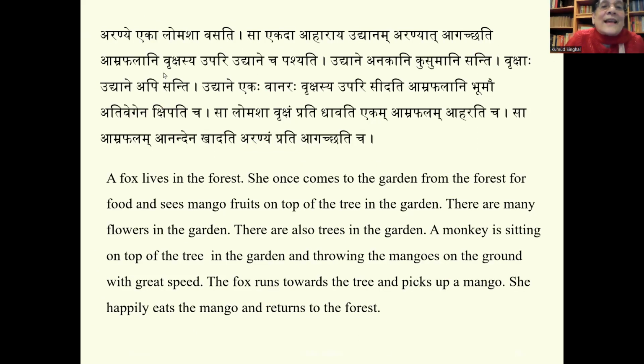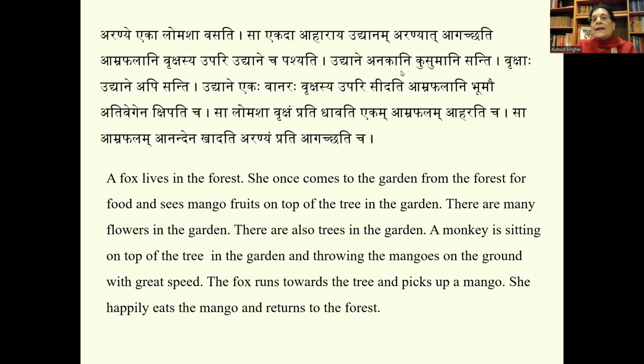So after we do all the sandhis, then the meaning of this little text is more clear. So let's see what the meaning is. Aranye eka lomsha vasati. A fox lives in the forest. Sa ekda aharaya udyanam aranyat agachati. She once comes to the garden from the forest for food. Amra phalani vrakchasya upari udyane cha pashyati, and sees mango fruits on top of the tree in the garden.